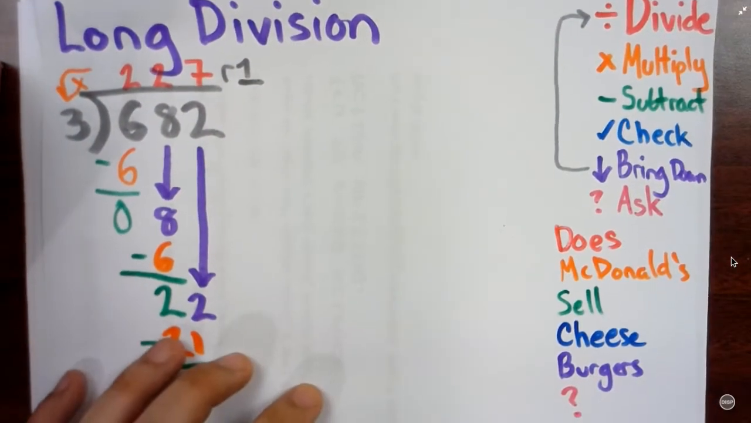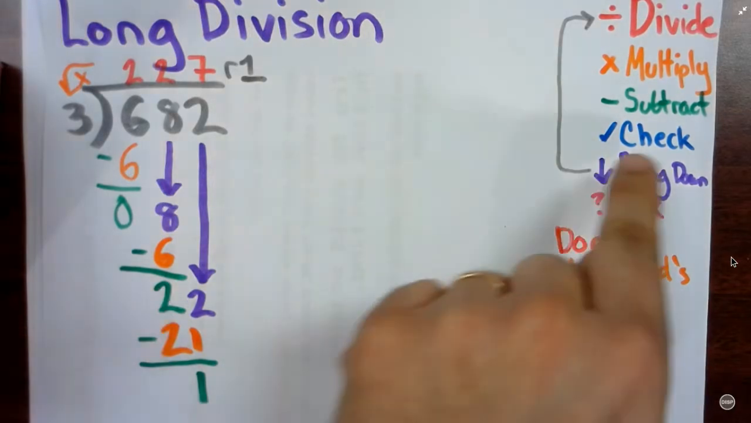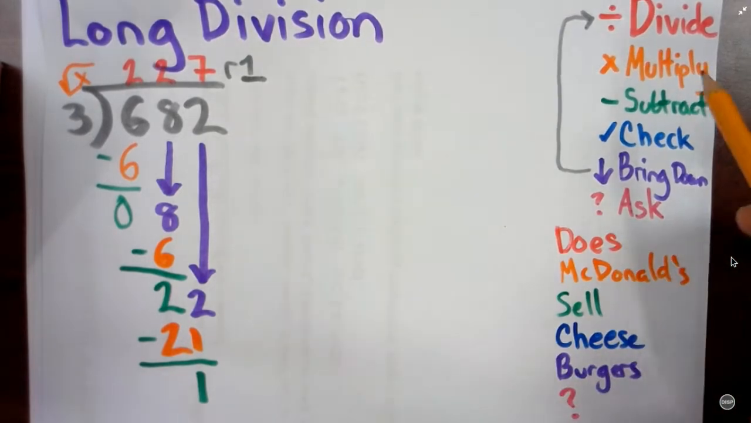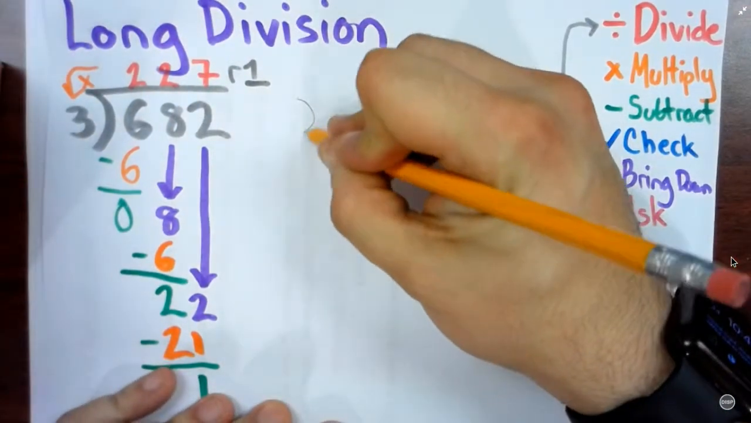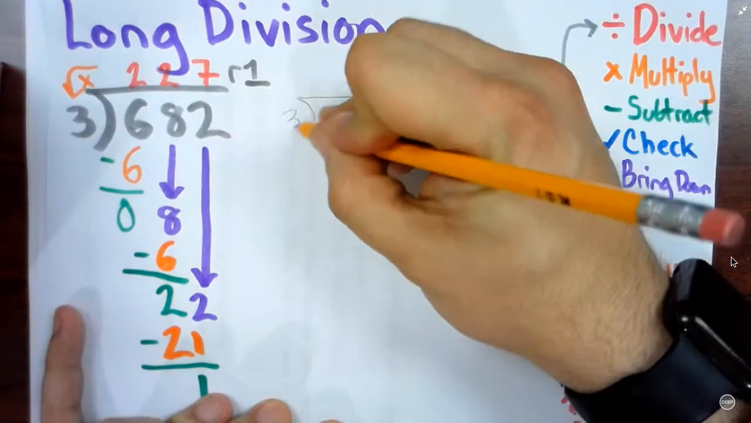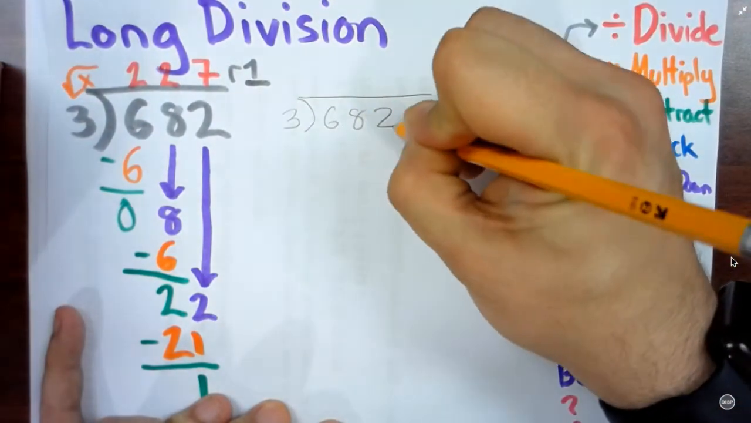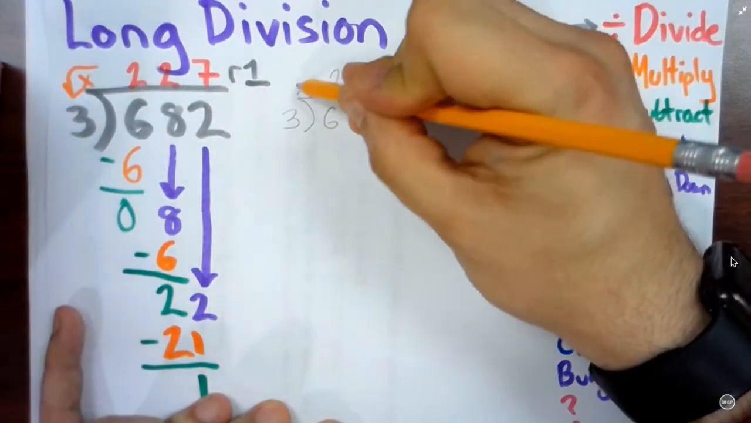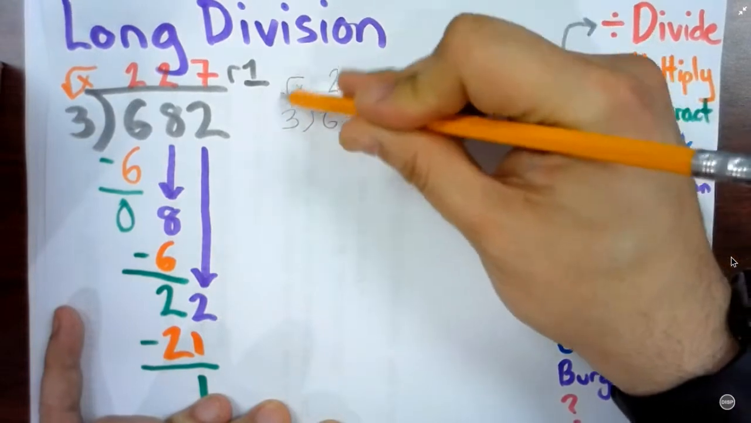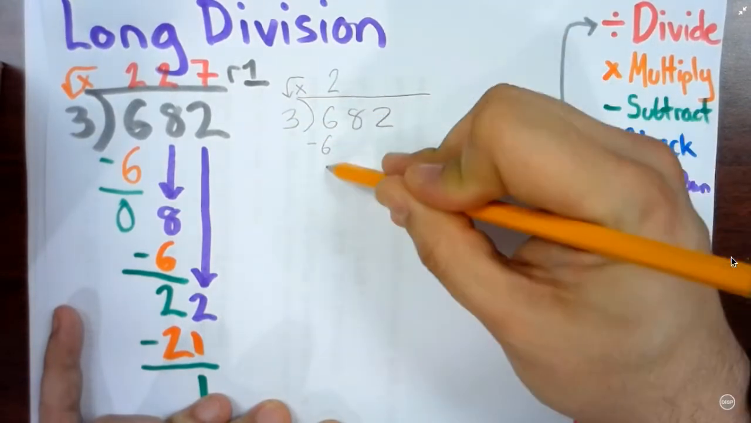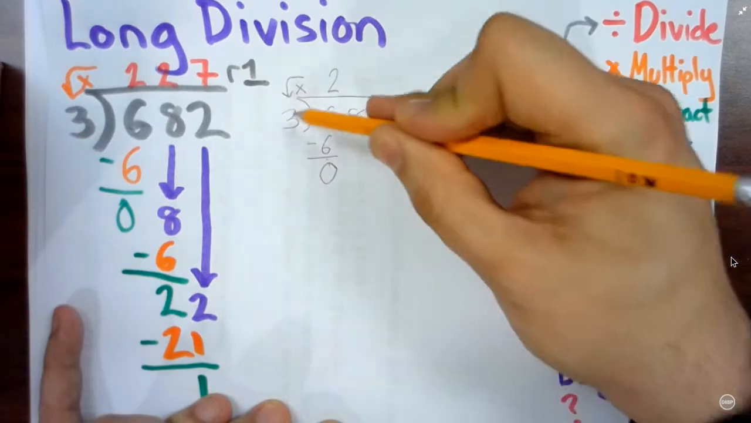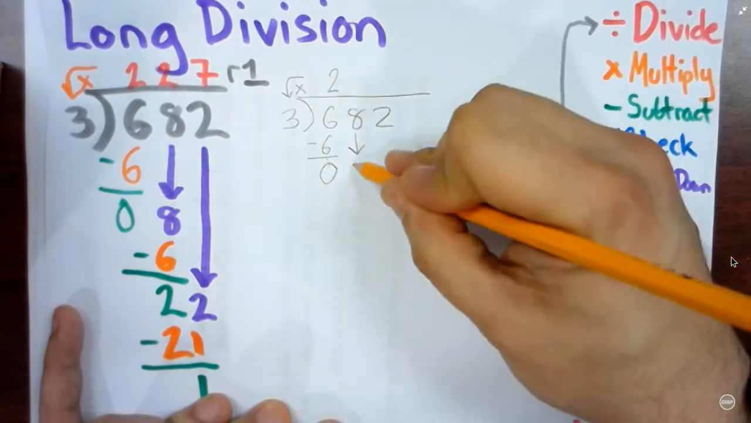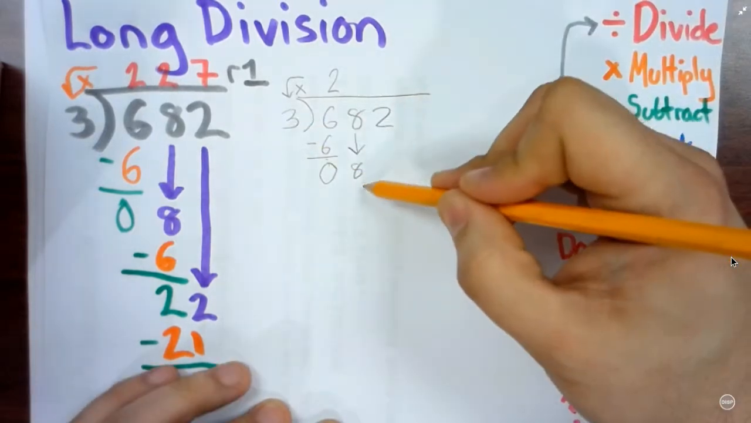I want to show you, though, why it's important to have that check step. So I'm going to do this problem again. And this time, I'm going to do it in pencil because I'm going to make a mistake. So here's my same problem. 3 into 682. 3 goes into 6 2 times. 2 times 3 equals 6. 6 minus 6 equals 0. Can 3 go into 0? No, so I'm going to bring down. Okay, 8.